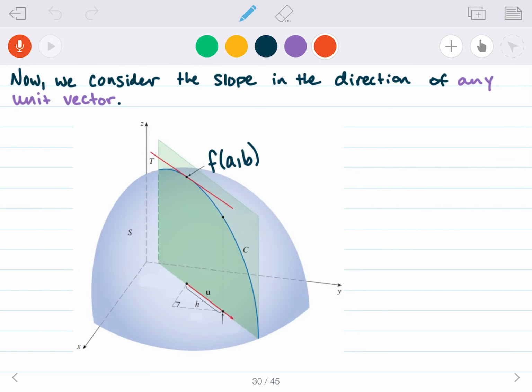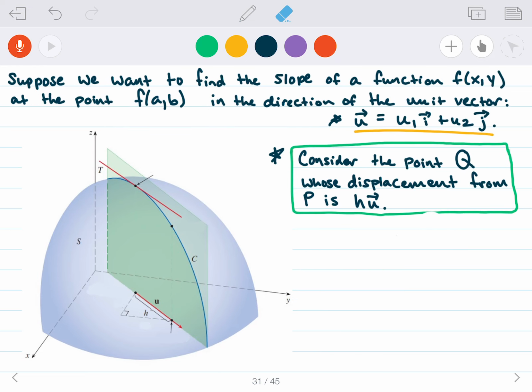So, as I just said, now we're going to consider the slope in the direction of any unit vector. Suppose we have this surface, and we have this point on the surface, and we're trying to figure out what the slope of the tangent line at that point is in the direction of this unit vector down here. Notice that the plane that intersects the surface and is made with this unit vector is not parallel to the x or the y plane. It's just some random unit vector.